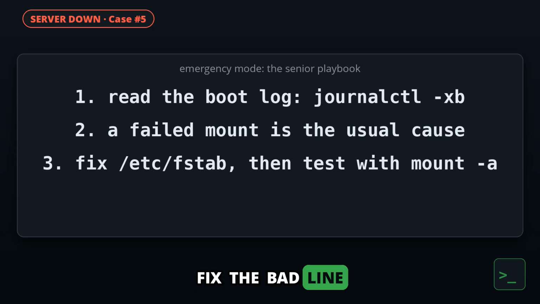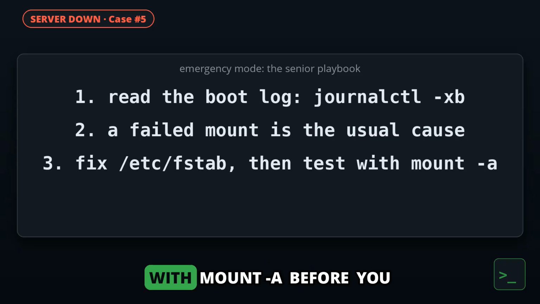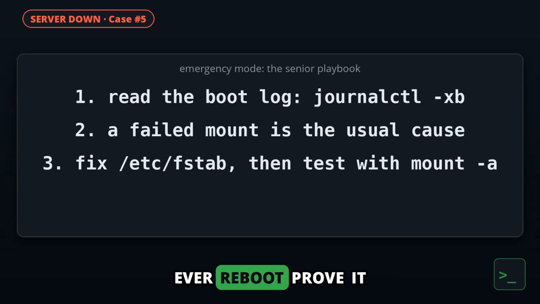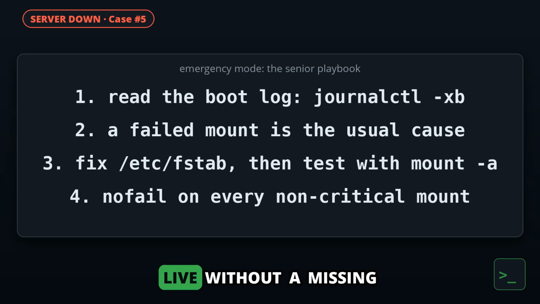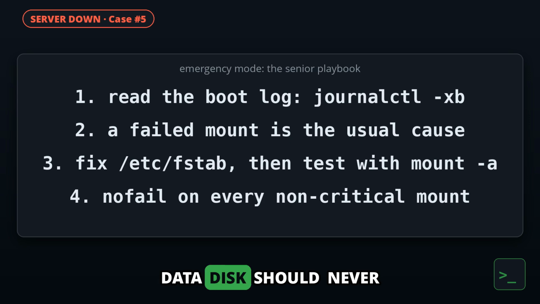3. Fix the bad line in fstab, then test with mount -a before you ever reboot. Prove it works on the ground first. 4. Add nofail to any mount the server can live without. A missing data disk should never stop the whole machine from booting.